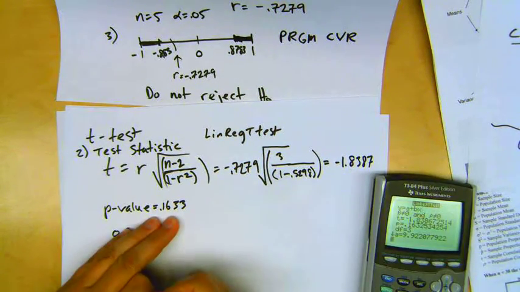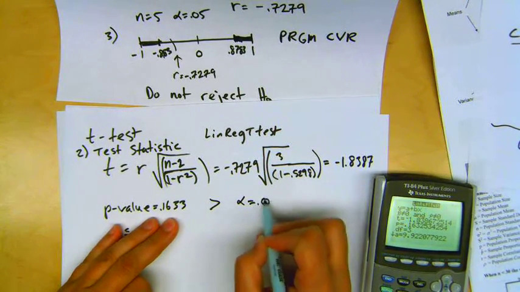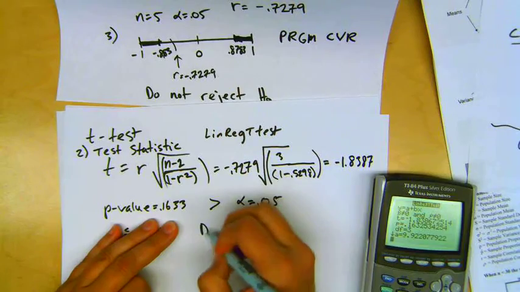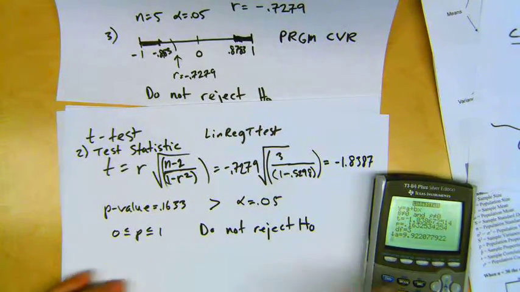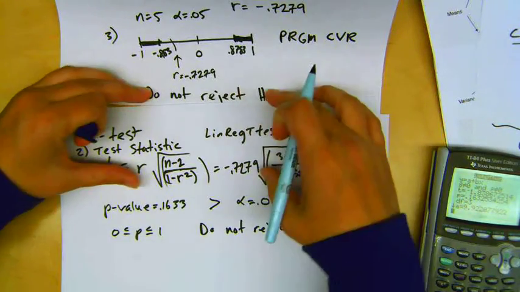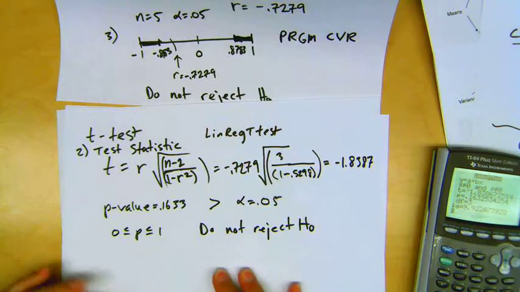But anytime your p-value is bigger than alpha, in this case 16% is definitely bigger than 5%, then we would have do not reject the null. And that, right, they match. You shouldn't get different results depending on what method you're using. They should all come out to the same result.